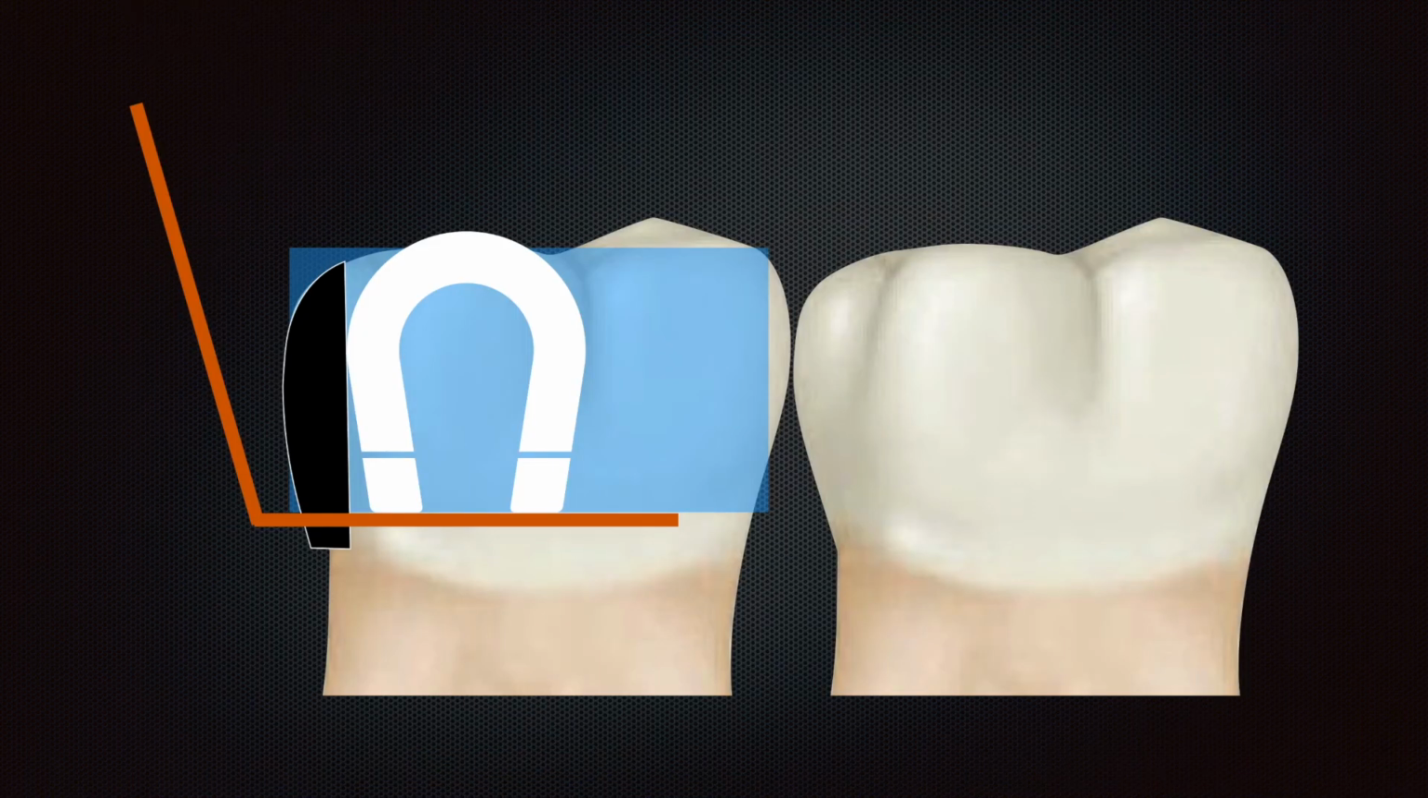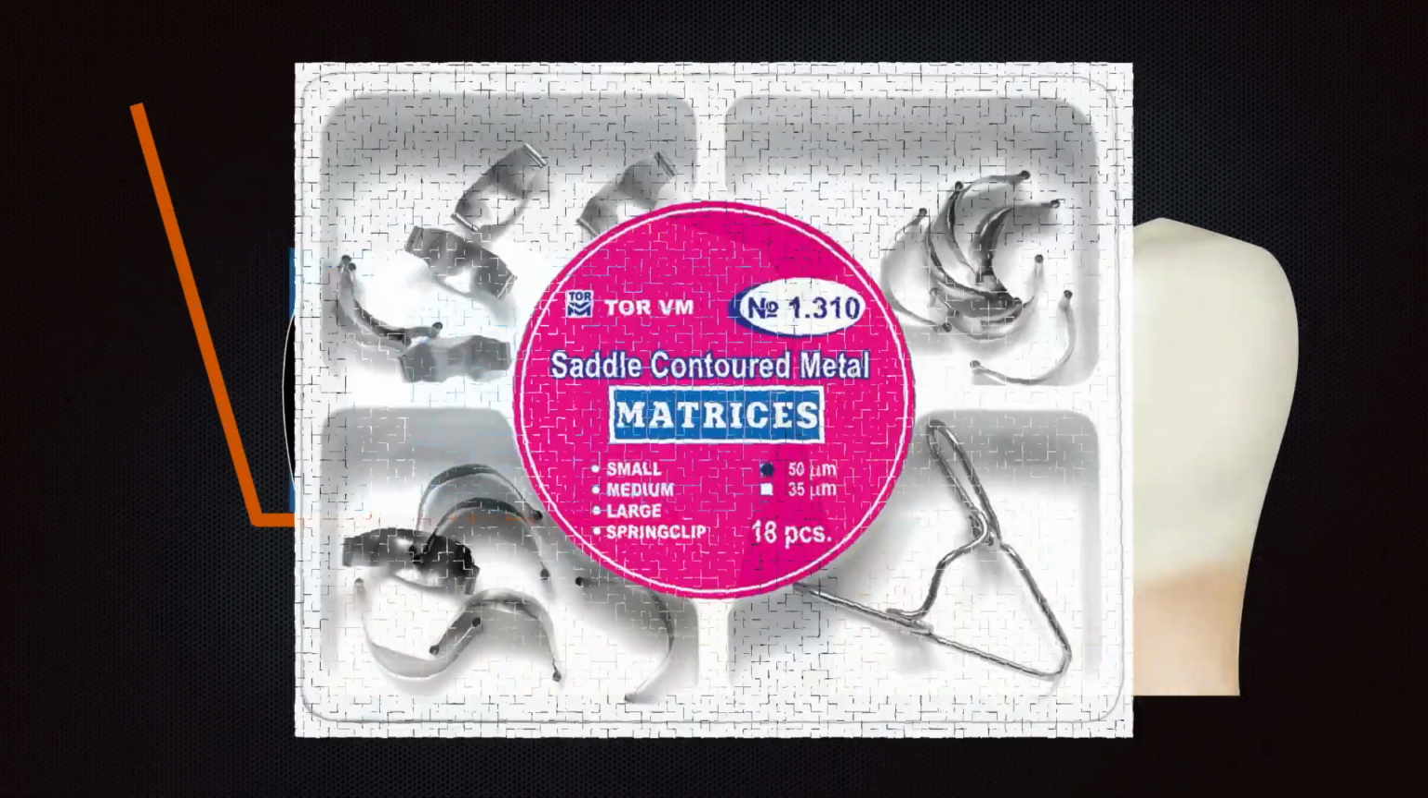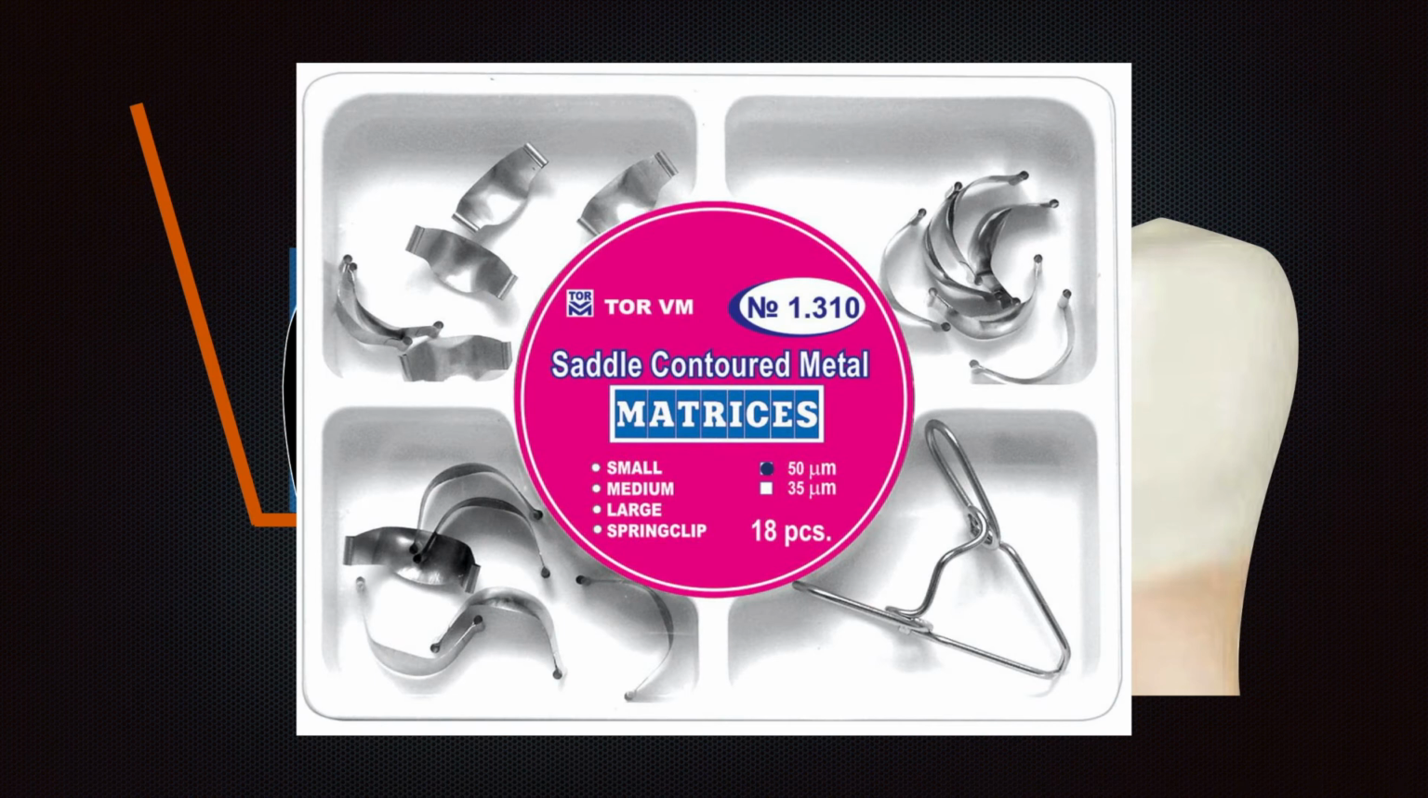But there are situations where the margin is very, very deep. In such cases, the Tofflemire retainer does not work because the rubber dam clamp interferes with the placement of the Tofflemire matrix and the retainer. So in such situations, what I would advise is always use a saddle matrix band.